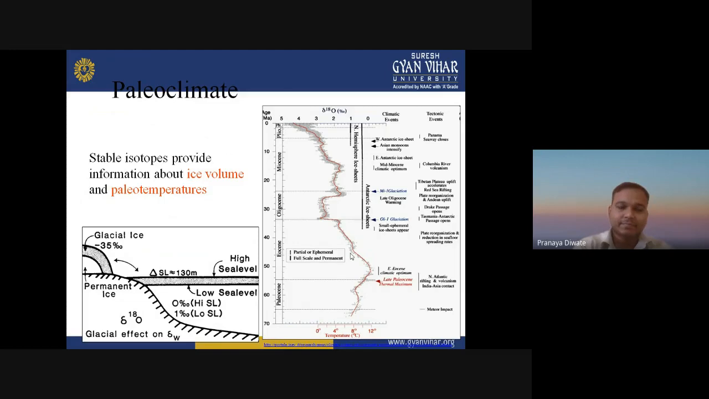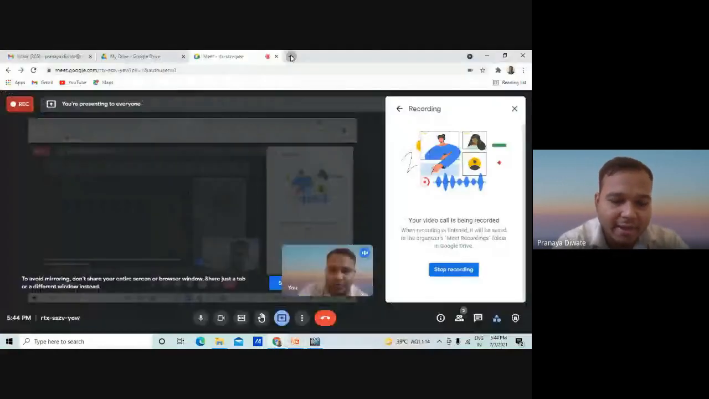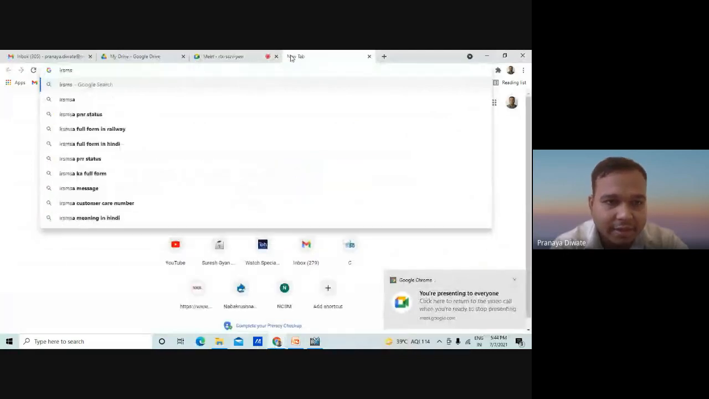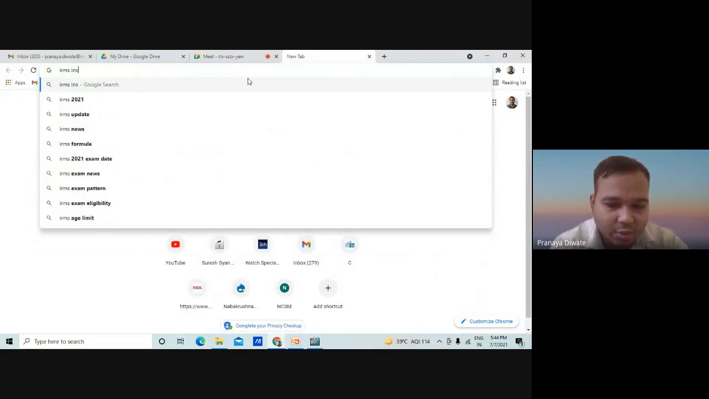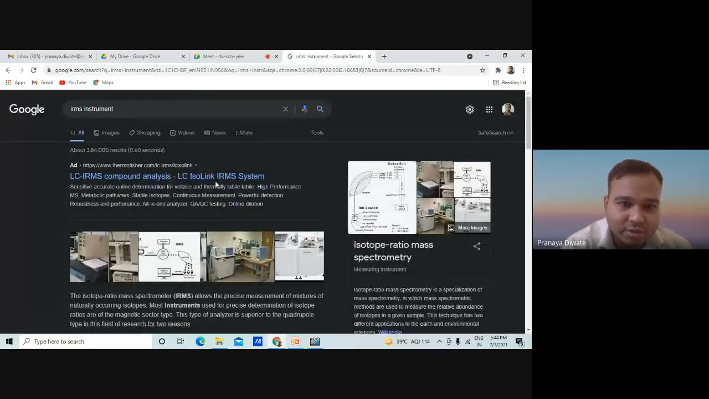mostly the instrument called IRMS. IRMS is the isotopic ratio mass spectrometer. IRMS is one of the instruments which we use to provide accurate information about this. So the isotopic values which we take from the IRMS instrument are very much of use. We will see in the photographs how the IRMS looks like.